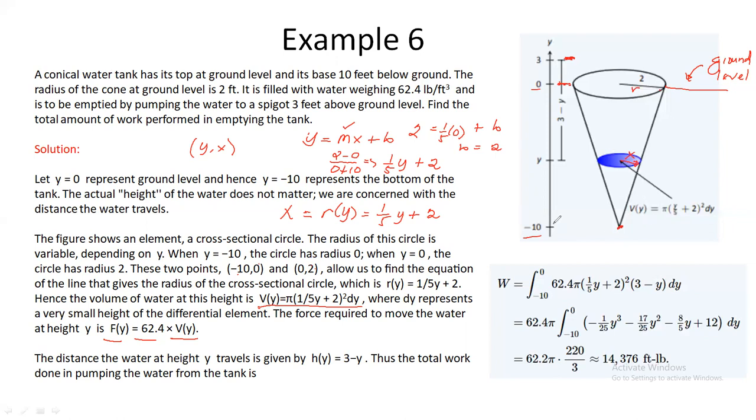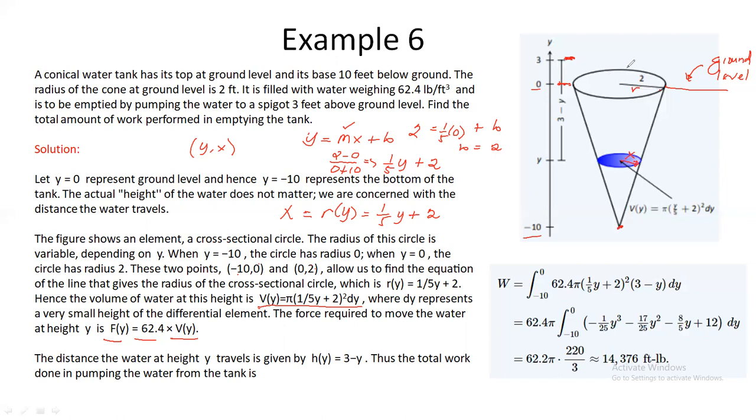If this is the level of this particular differential volume of elements, so it's of level negative y from the bottom of the tank or from the ground. So this is negative 10 and this is, let's say, y at this particular level. So the displacement, or the distance that will be traveled by this differential volume of water, you have here 3 and 10. So you have to get the total distance covered. That would be 13. So 3 minus 10, that would be 13 minus y.